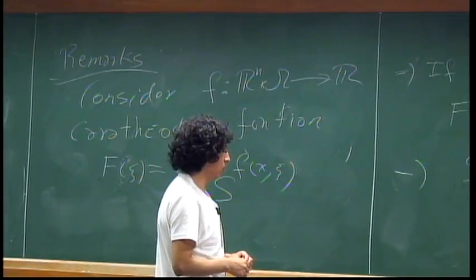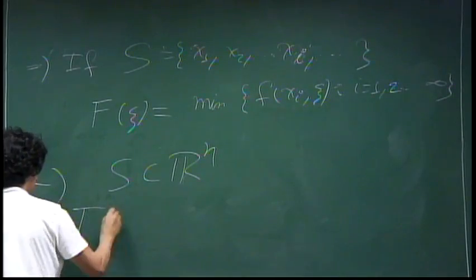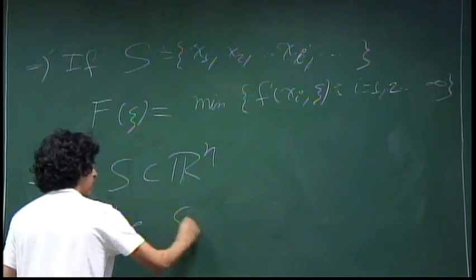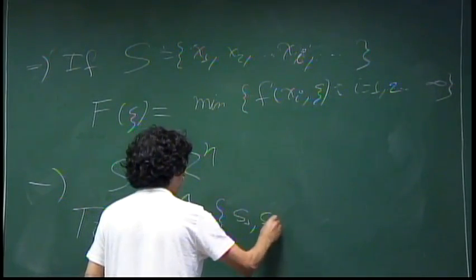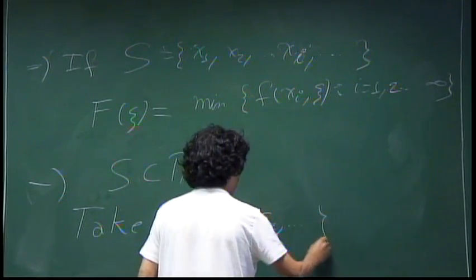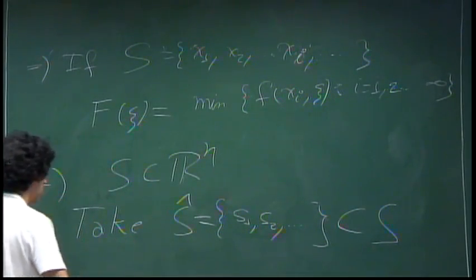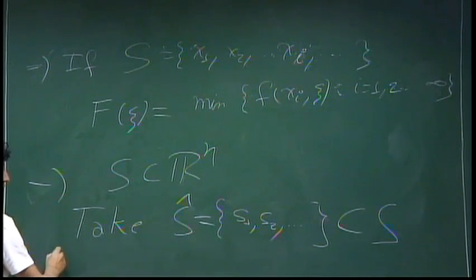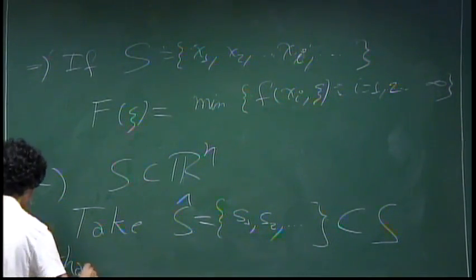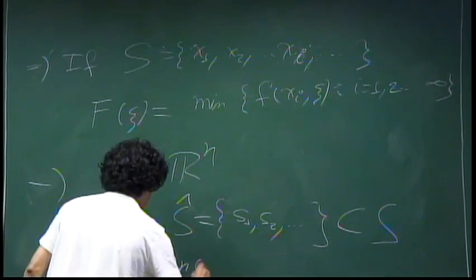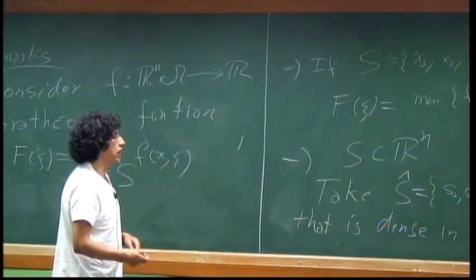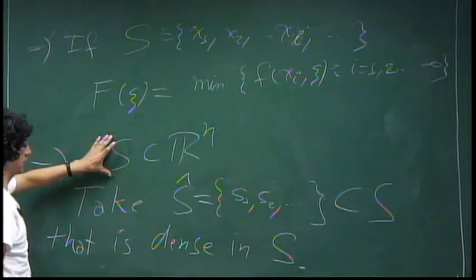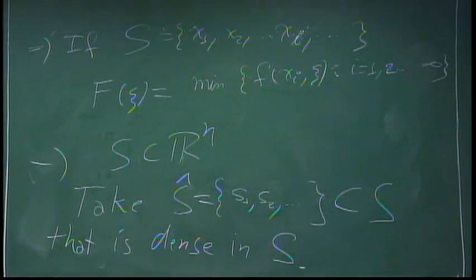Okay, what we are going to do at this point is take S hat equal to S1, S2, and so on, a subset of S, such that it is dense. This is possible to do. You always can choose a subset of any set S that is dense on that subset. Then we can define this other function.